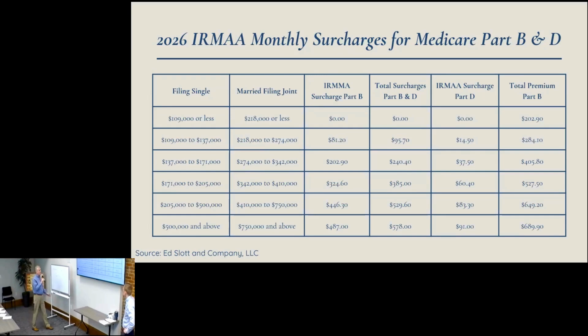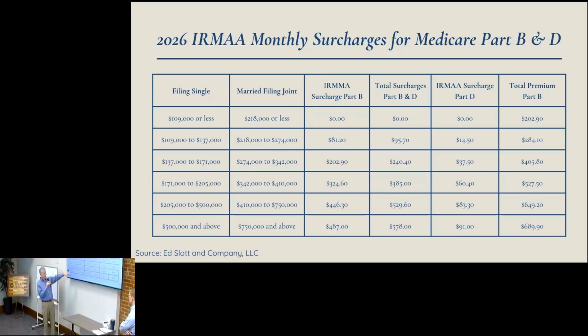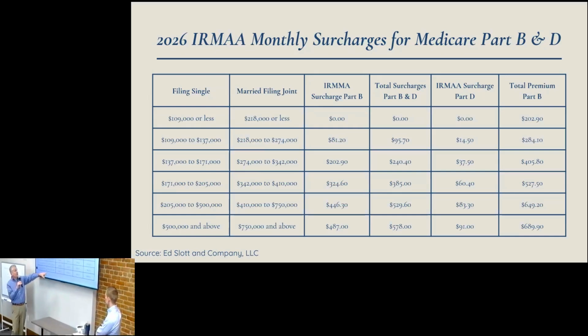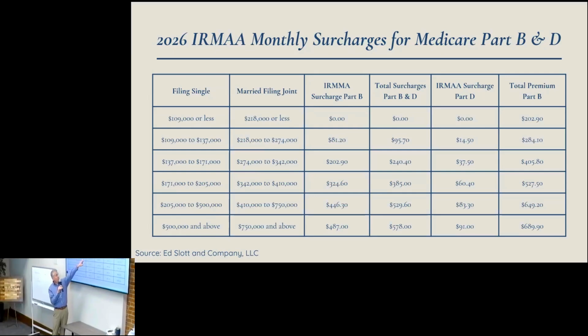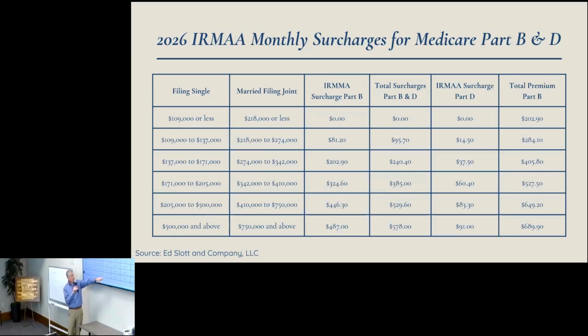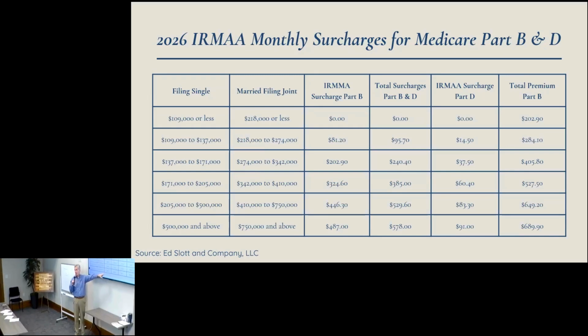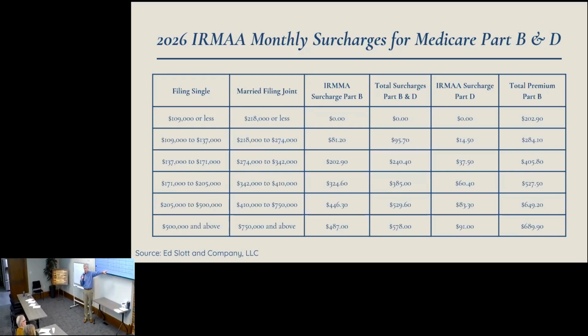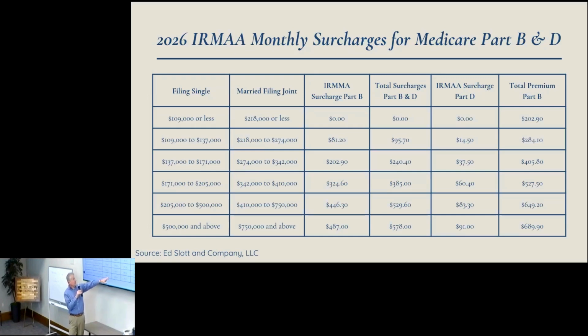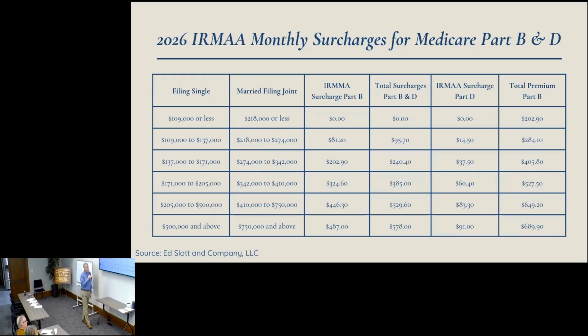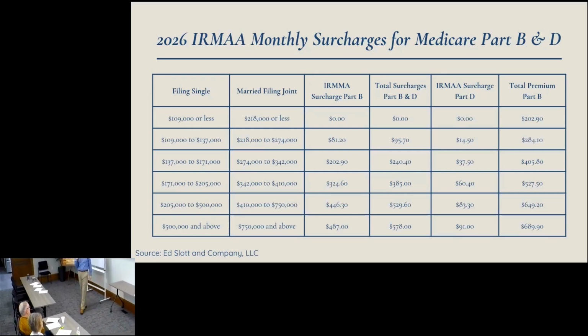But as soon as your income jumps up above the 109 on up to clear up to 500,000 or 700,000, you have to pay a surcharge for the Part B premium. It will go from $81.50 all the way up to $487 per month added to your Part B premium. And Part D surcharges are there. And so you'll see ultimately, instead of paying $202.90, you can pay as high as $689.90.